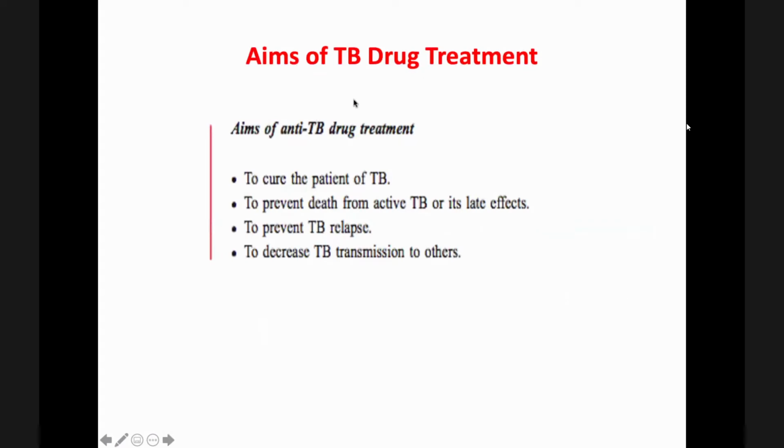So what are the aims of TB drug treatment? The aims of anti-TB drug treatment are to cure the patient of tuberculosis, to prevent death from active TB or its late effects, to prevent TB relapse, and to decrease TB transmission to others. So mainly the aims are to cure, to prevent death, to prevent relapse, and to decrease tuberculosis transmission.